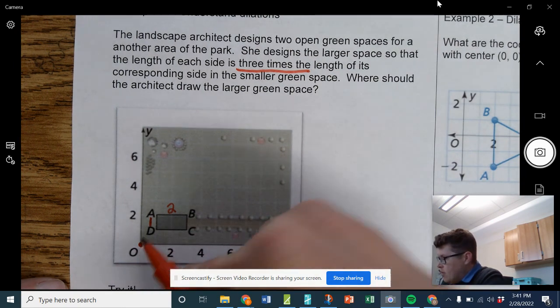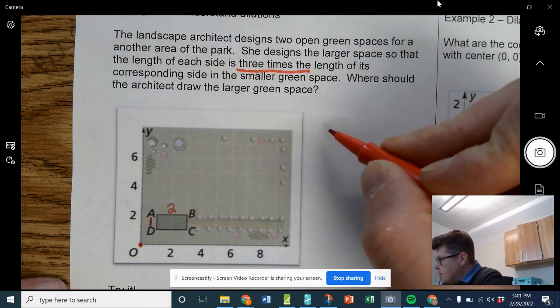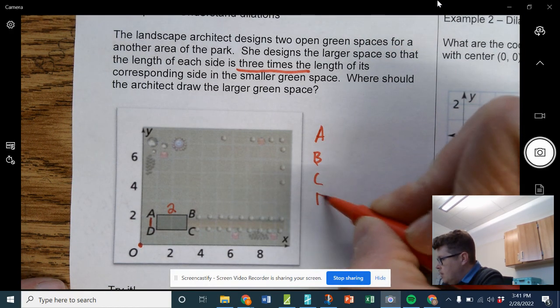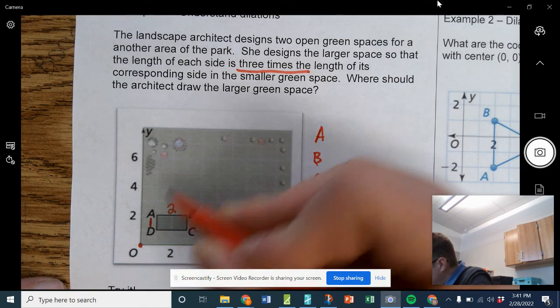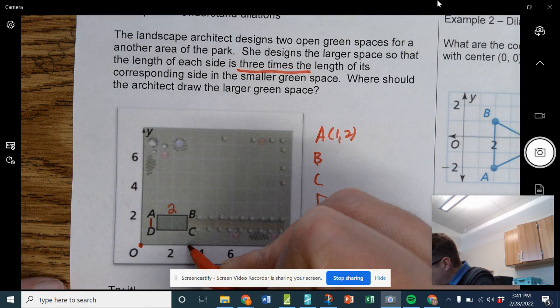And so since we have our grid right here, the idea is we're going to take our points, like A, B, C, D. A is at, let's see, 1, 2. B is at 3, 2.